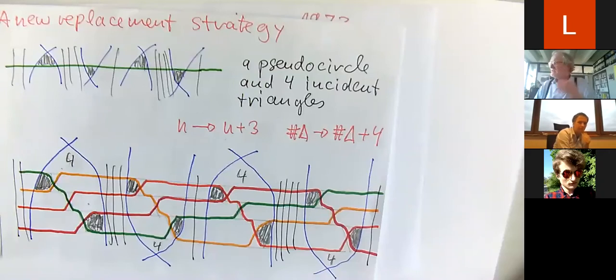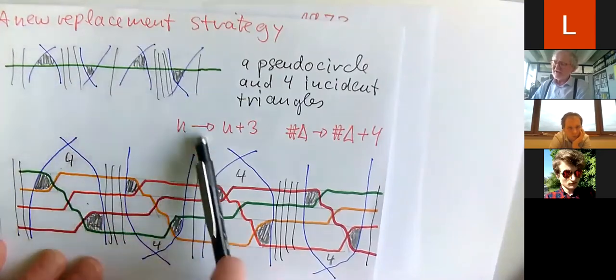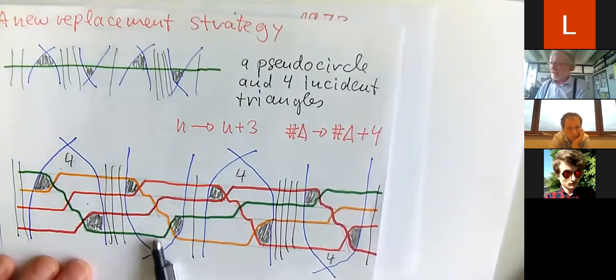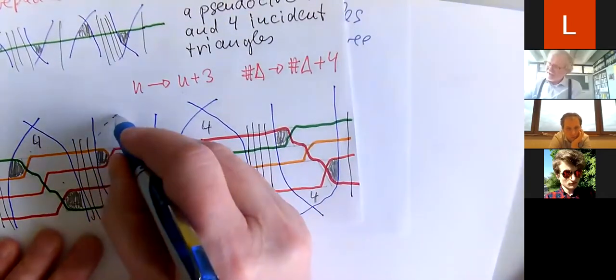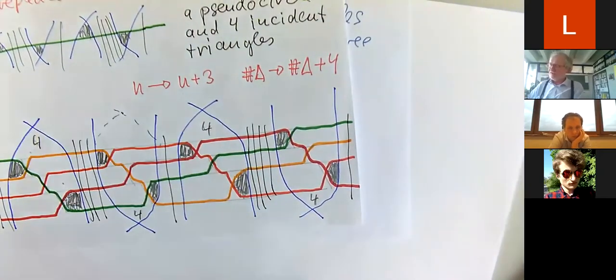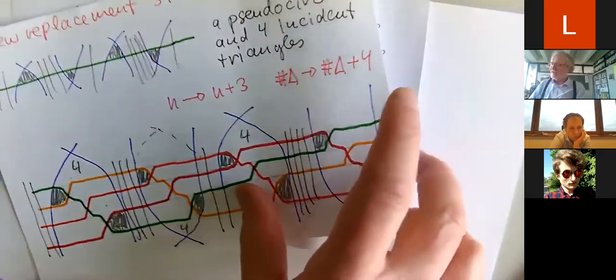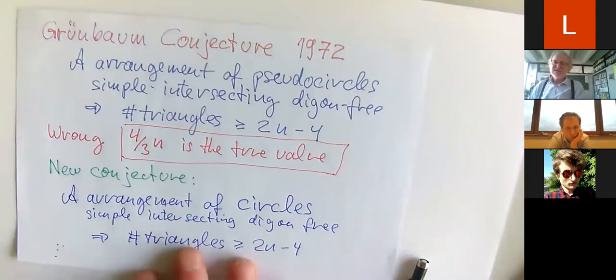We know that in every arrangement which is digon free, every pseudocircle is incident to four triangles. And I don't care about whether it's an up triangle or a down triangle. I don't use it here. Like this we could as well have the crossing up here, and we would see the foregone up here. So the increase is by four, and that's it.